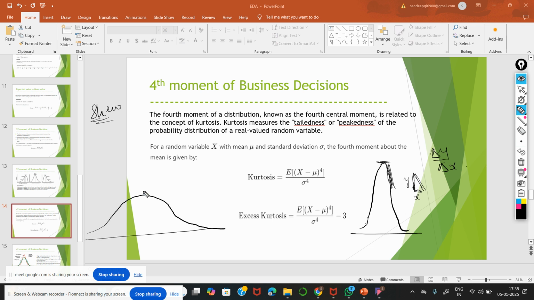Gradually it is increasing and gradually it is decreasing. So here the peak is not sharp, the peak is flat. Here it is a sharp peak.